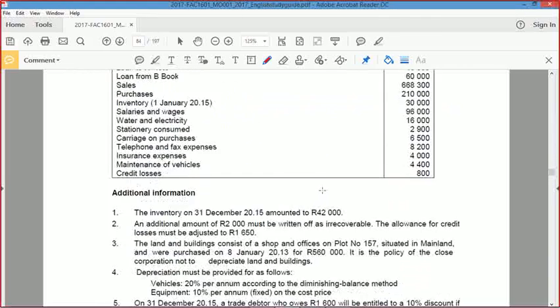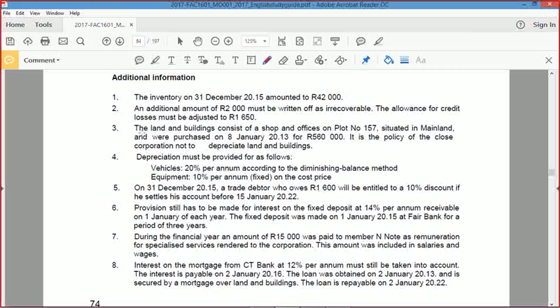Let's look at the first one. If we go down to the bottom here, point number 1 talks about inventory at 31st December 2015 amounting to 42,000. What are your thoughts about that? Well, when I looked at it, I thought the assets are going to increase because the number was 30,000. But that inventory that you saw in the trial balance was for what date? It was the opening balance.